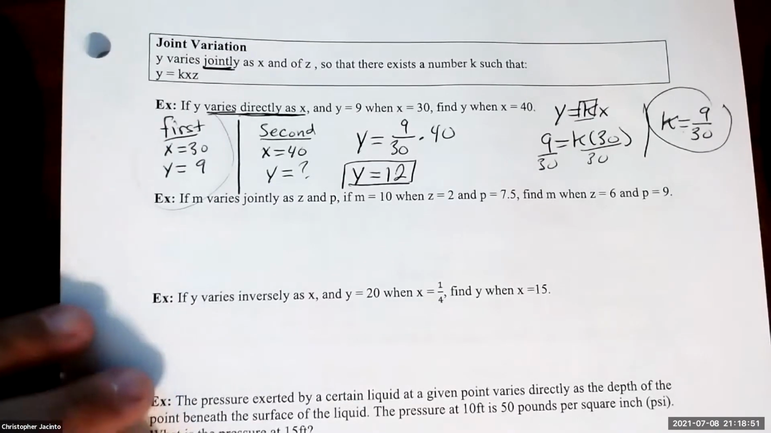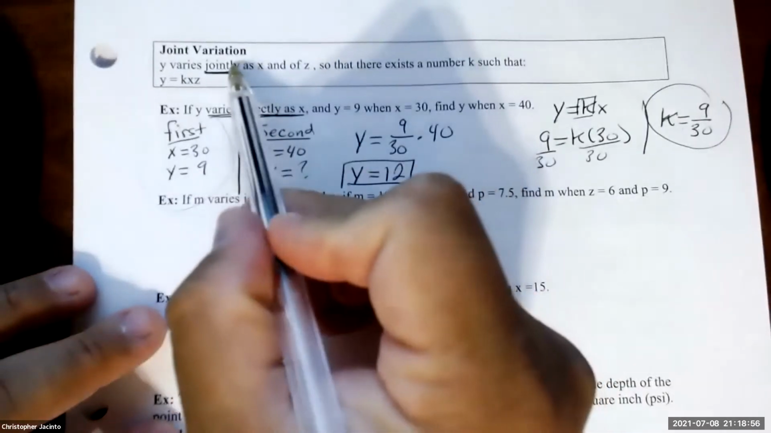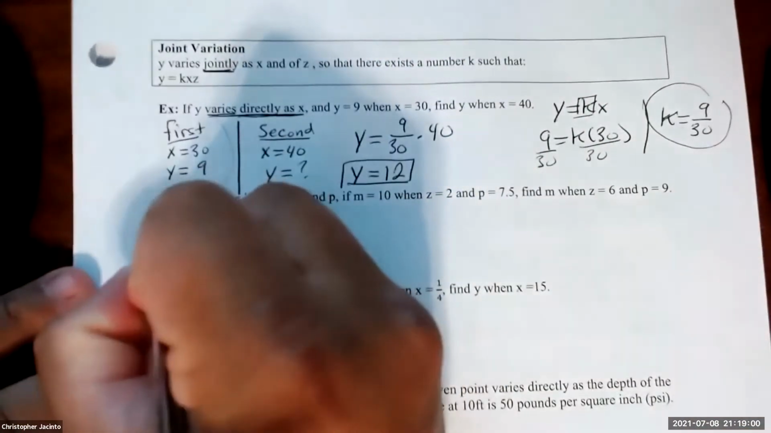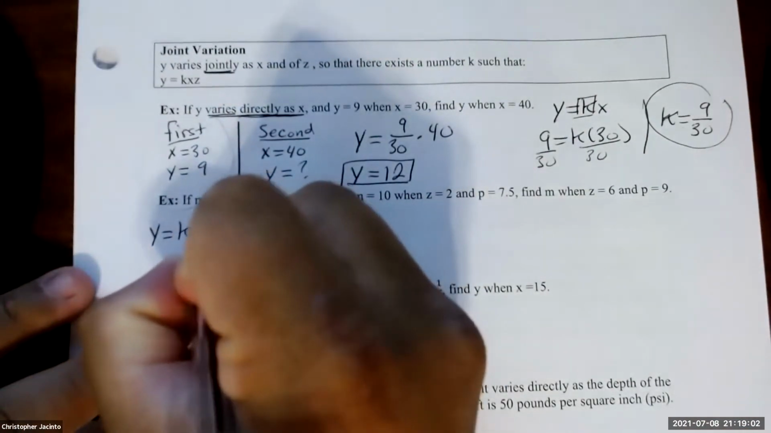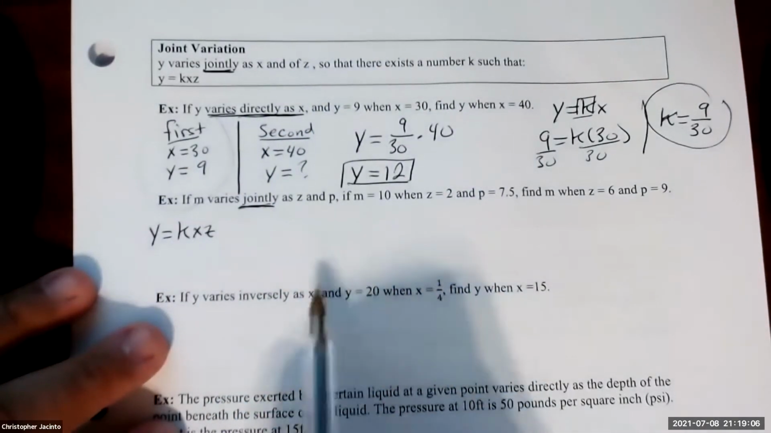So it says if m varies jointly, okay, here we go. We got jointly. So we have it up here, jointly. So we know it's going to be y equals k x z. But notice they have different letters, which is fine. No big deal.